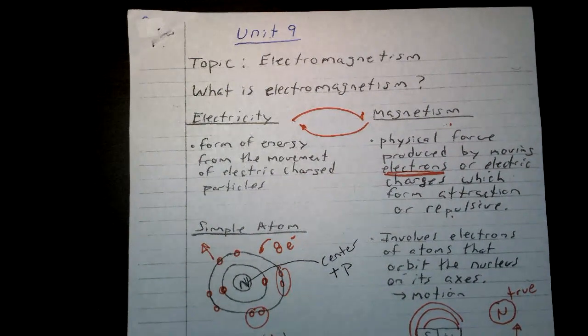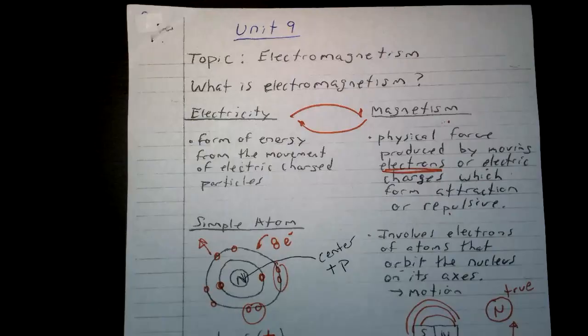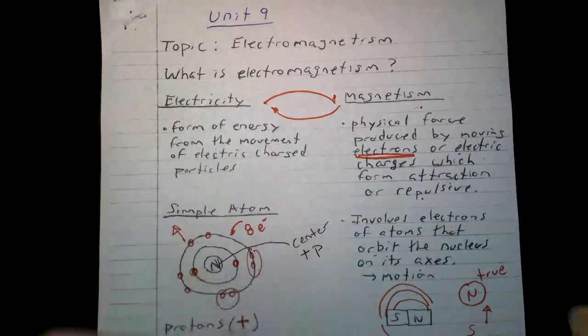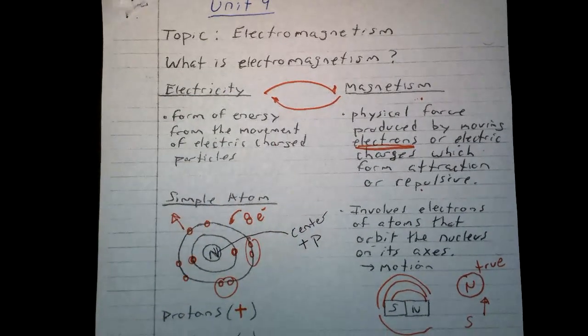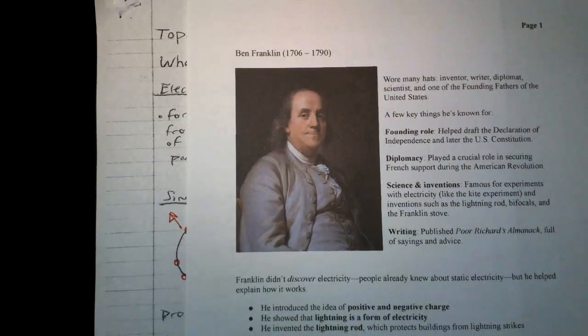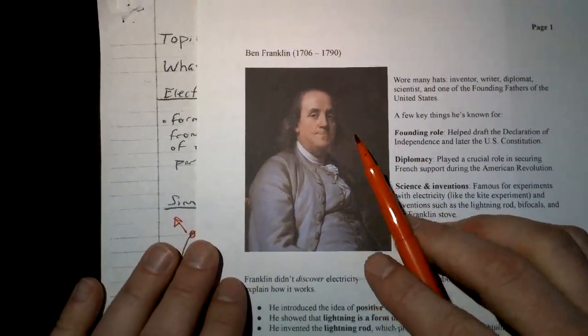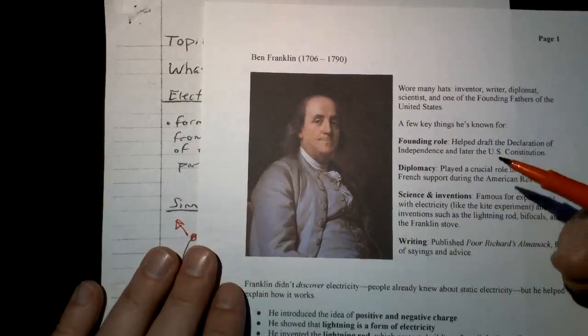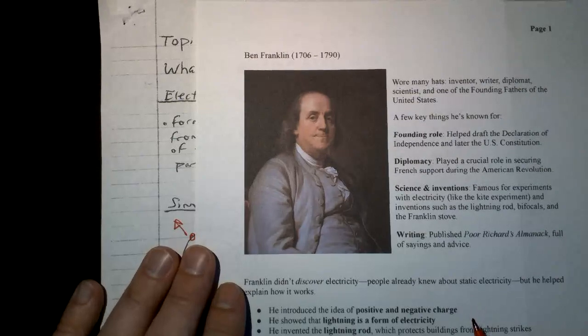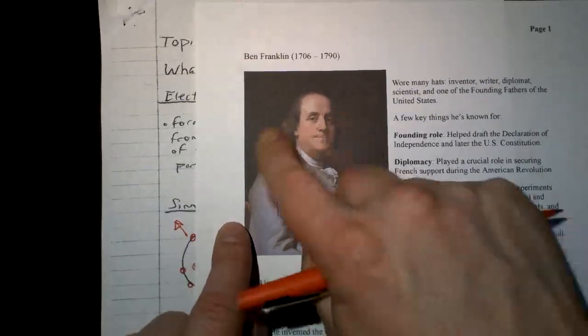All right. So going through this, what I want to do now is go through some people that were really important for this. And this is where your homework's going to lie. The first person I want to discuss is this guy, Ben Franklin. Ben Franklin is one of our founding fathers, and he was a diplomat. But he had science and inventions, and he did the famous kite experiment.